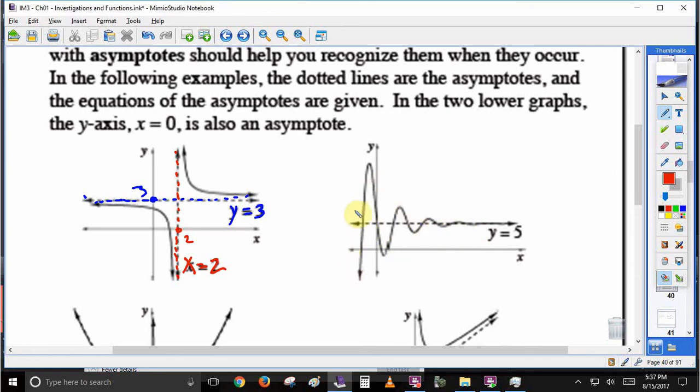Here we have another graph. It looks like this. You get this with probability distribution sometimes. We have another horizontal line, y equals 5. That means that this line right here crosses our y-axis at 5.